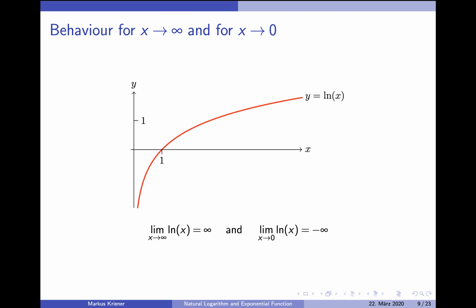In particular, ln of 0 is not defined. The domain of the natural logarithm are all positive numbers, and the range of ln of x are all real numbers.